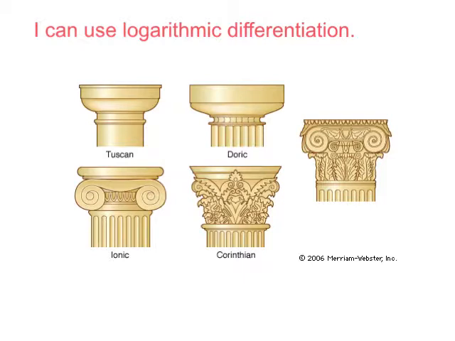Featured below are the 5 orders of columns and the capitals that they have in each order. I've spoken of Doric, Ionic, and Corinthian. You can see that the key difference between the Doric and the Tuscan order is that the Doric has the flutings in the column. The trivia question for the day is the 5th order. What is the name of this order?